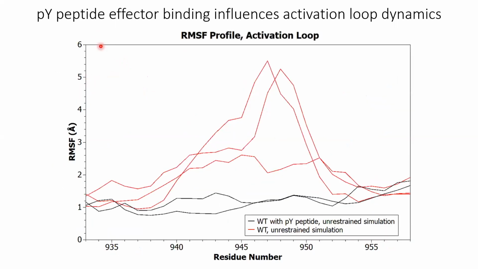I next looked at binding of phosphotyrosine peptide effector, and I found that it too can allosterically perturb the dynamics of the activation loop. So as you can see here again, in simulations in which the phosphotyrosine peptide is present, the fluctuations of the activation loop are decreased significantly relative to simulations in which phosphotyrosine peptide is not bound.